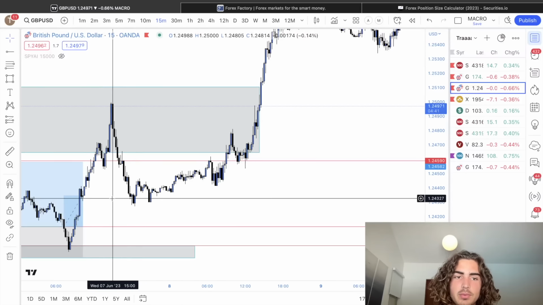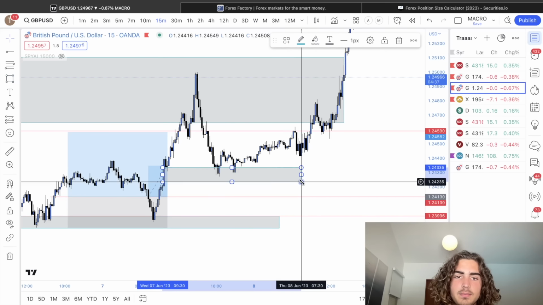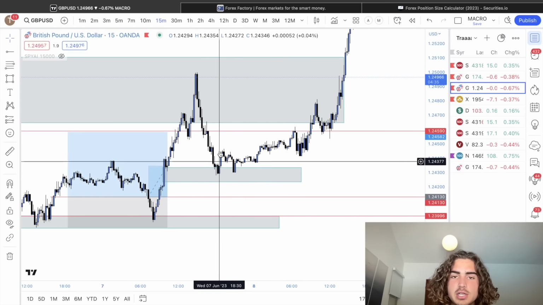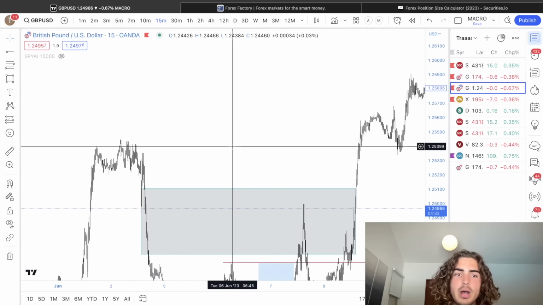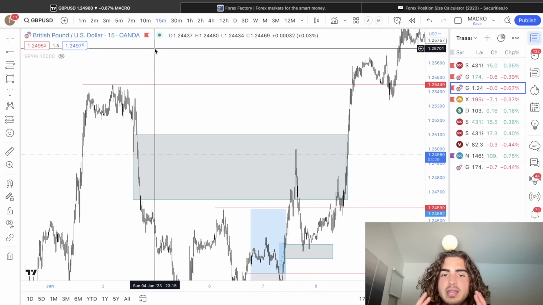What do we get? Small reaction. Then what happens? Imbalance right here. Boom. Gets filled, break structure, rally higher. What happens next? We target this area of liquidity. See how fluid this moves. See how fluid this is.